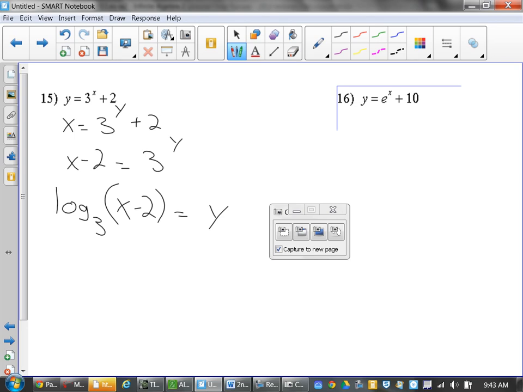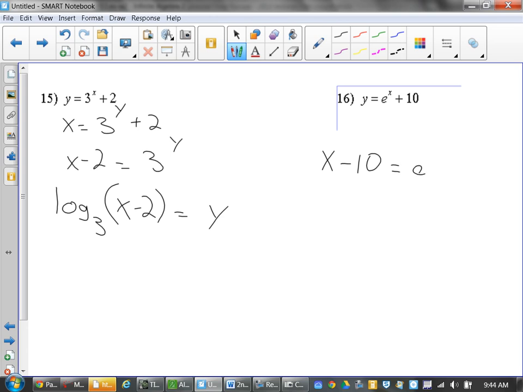And then on the other one, you have y equals e to the x plus 10. You flip-flop them, you're going to get x minus 10 equals e to the y. I just did that in one quick step. And then how do I drop the y? Bada bing. Bada boom. So when you do the natural log, you're multiplying it by. Yeah, natural log is log base e.